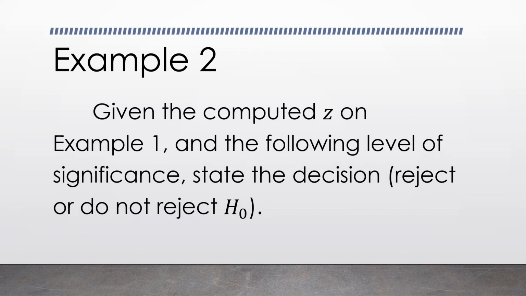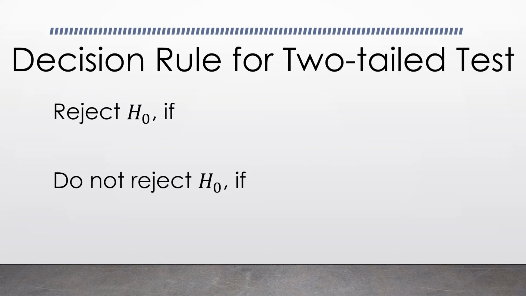Given the computed z on example 1 and the following level of significance, state the decision: reject or do not reject the null hypothesis. But first, let us state the decision rule for a two-tailed test in hypothesis testing about population proportion. We reject the null hypothesis if the absolute value of computed z is greater than our critical value of z.